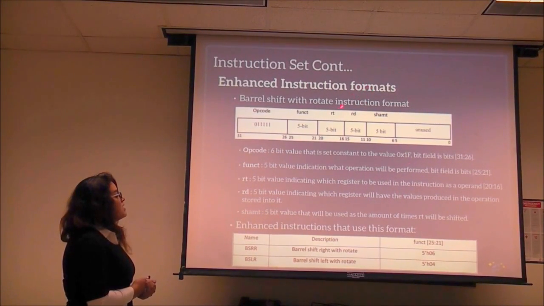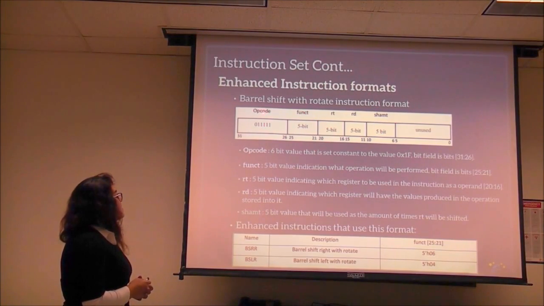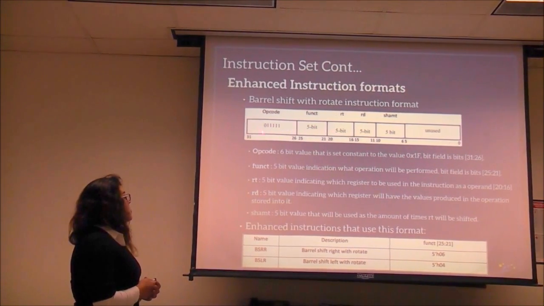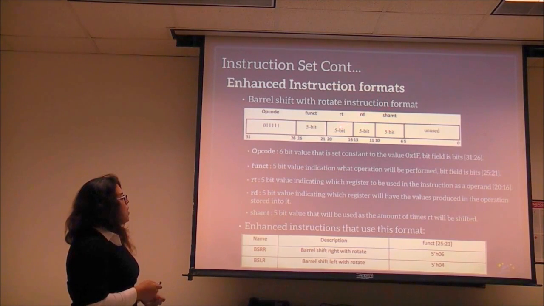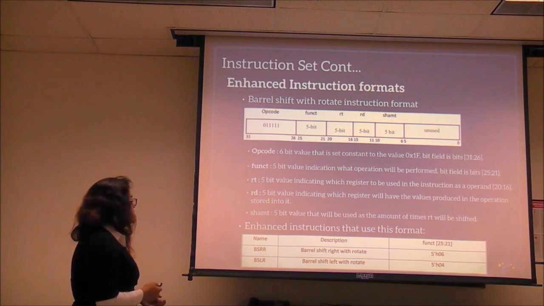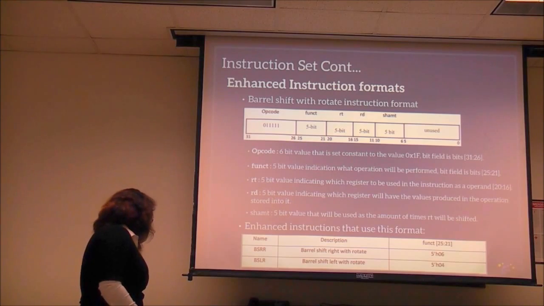And finally, we implemented the barrel shift right with rotate and barrel shift left with rotate. Following the style of the enhanced key, the opcode is set to 0x1F, with a 5-bit function field, RT and RD, and a shift amount field. RT and shift amount will be used as operands into the instruction, and the result will be placed into the RD register. Bits 5 to 0 in this instruction are unused, and these are the available instructions for the barrel shift with rotate instruction format: barrel shift right with rotate, and barrel shift left with rotate.